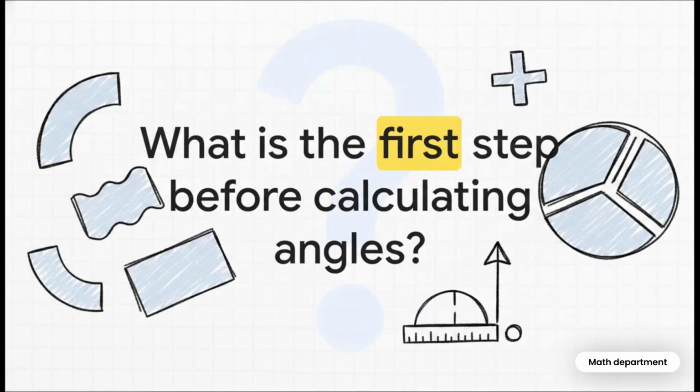But hold on. Pause right here. What is the very first step we must take before calculating a single angle? Think about it for a second. We have all the parts, but what are we missing? That's right. We absolutely must find the total sum first. You just can't find a part-to-whole relationship without knowing the whole.